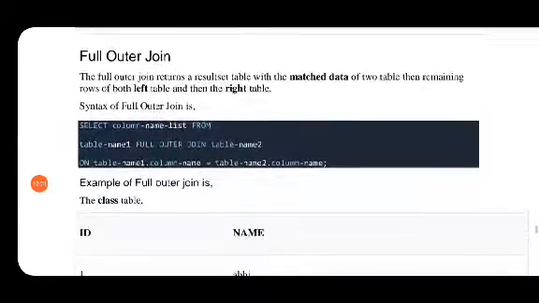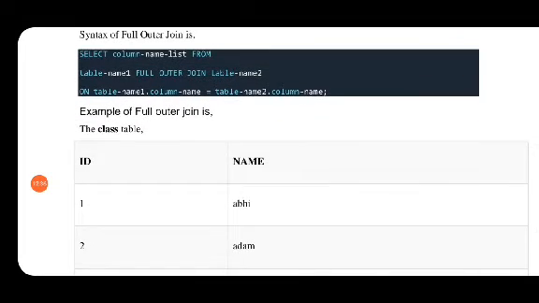Next we have got full outer join. Full outer join returns a resultant set table with matched data and then the remaining rows of both left and right. So just see, this is very interesting. This will cover both right and left outer join. So the full outer join will give the values of both left outer join and right outer join.